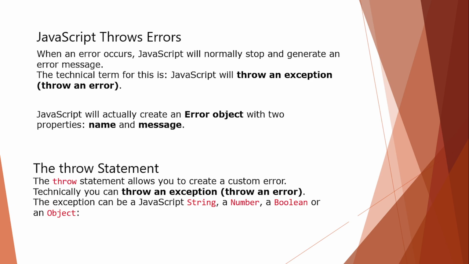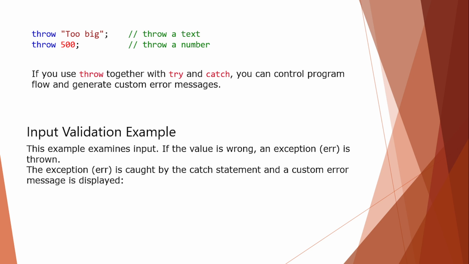The throw statement. The throw statement allows you to create a custom error. Technically, you can throw an exception, throw an error. The exception can be a JavaScript string, a number, a boolean, or an object. Throw "too big" or throw 500. If you use throw together with try and catch, you can control program flow and generate custom error messages.